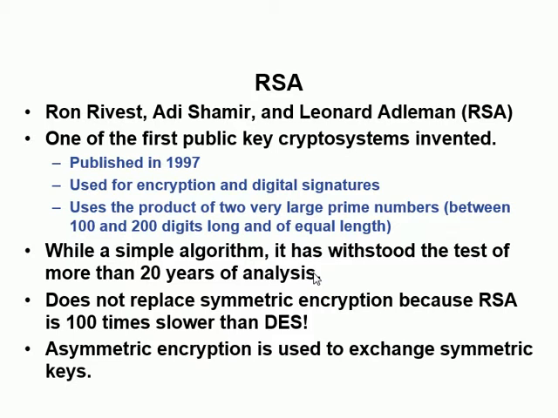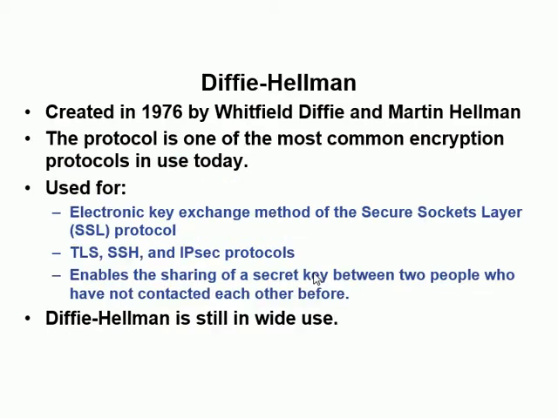It's used for encryption and digital signatures, and uses the product of two very large prime numbers between 100 and 200 digits long and of equal length. While a simple algorithm, it has withstood the test of more than 20 years of analysis, so it's still pretty strong. It does not replace symmetric encryption because RSA is 100 times slower than DES. Think about that for just a second. That's pretty darn slow, so we don't want to use this for exchanging a lot of information. It's used mostly to exchange the symmetric keys. Most asymmetric encryption is really used to set up that symmetric encryption later on.